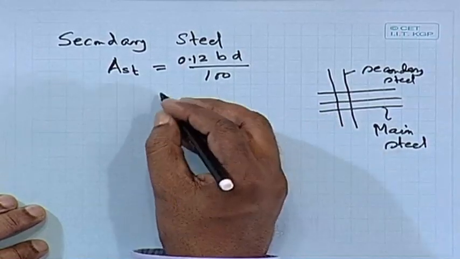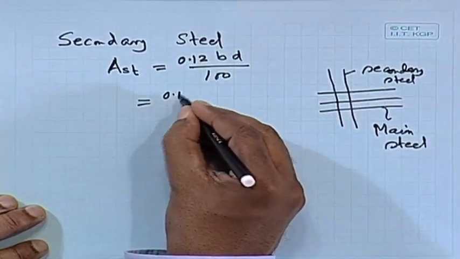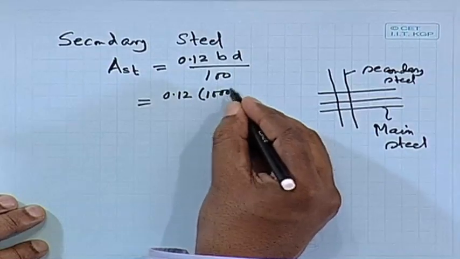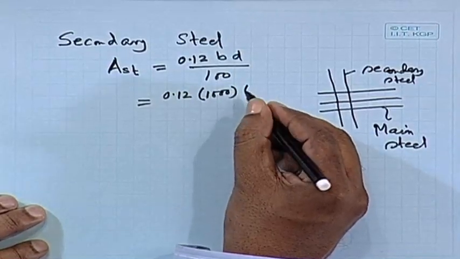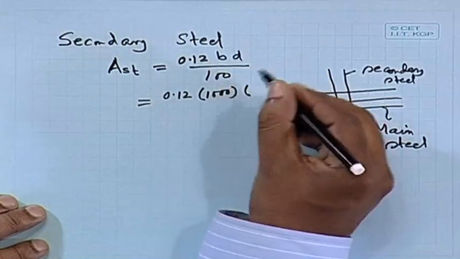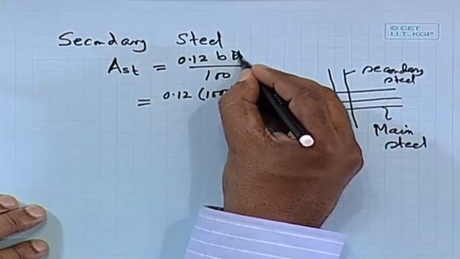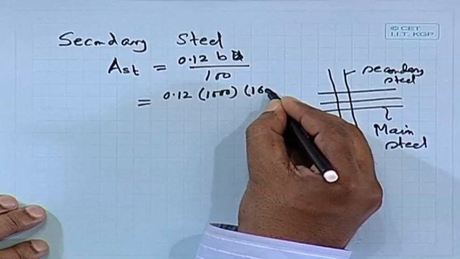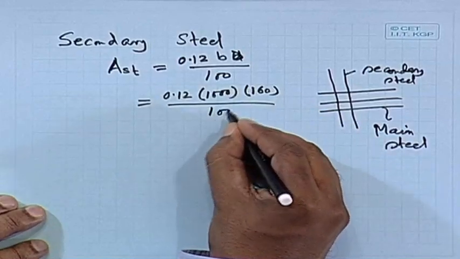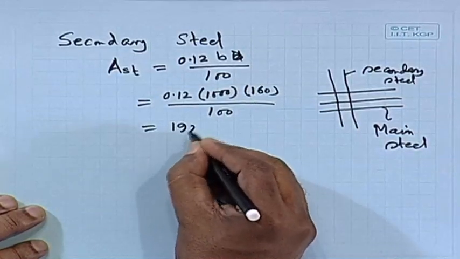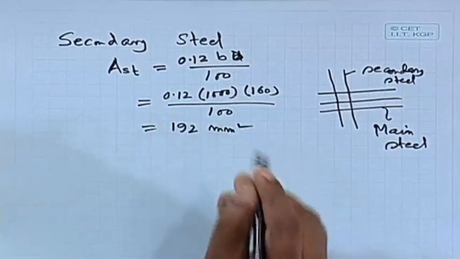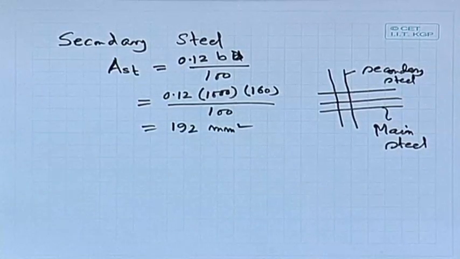So, 0.12 percent comes as 0.12 times 1000 times, sorry, this is your overall depth, divided by 100 equals 192 square millimeter. Let me check it once more. We are getting 0.12 times 1000 times 160 divided by 100, okay, 192.